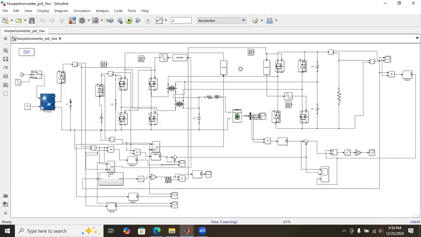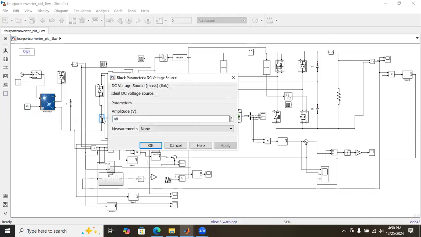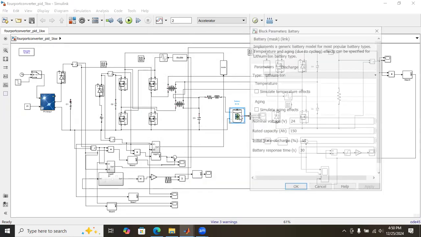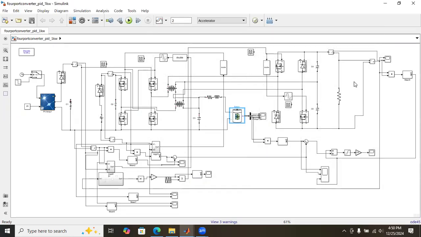This is a 4-port converter, which consists of a PV source, a DC voltage source. Here the DC voltage source is of 48 volt. The battery is of 24 volt, and the load is of 32 ohms.